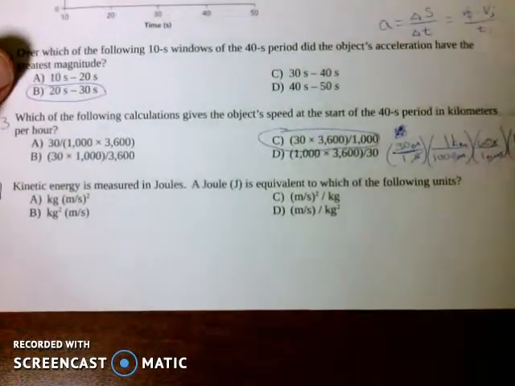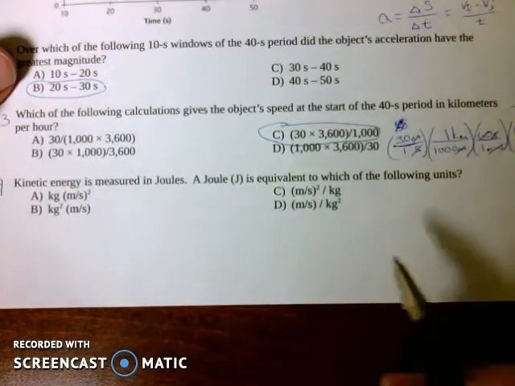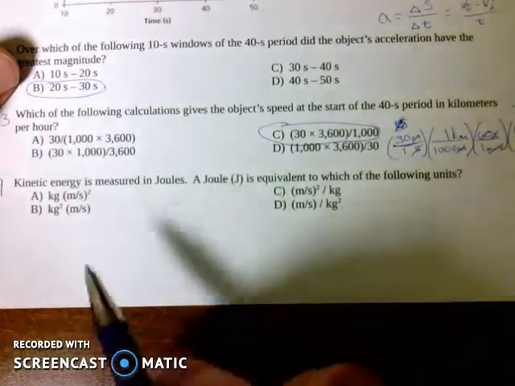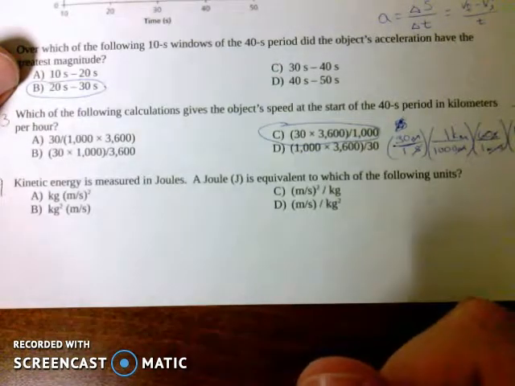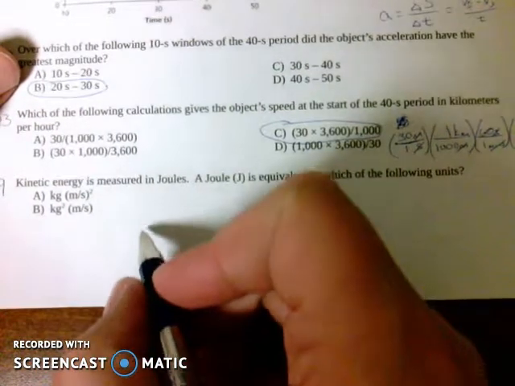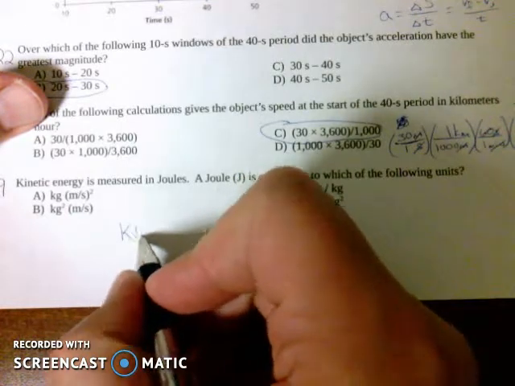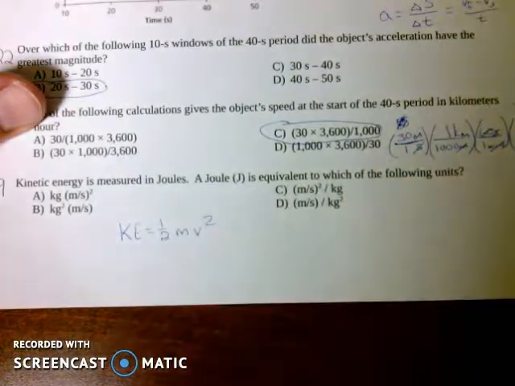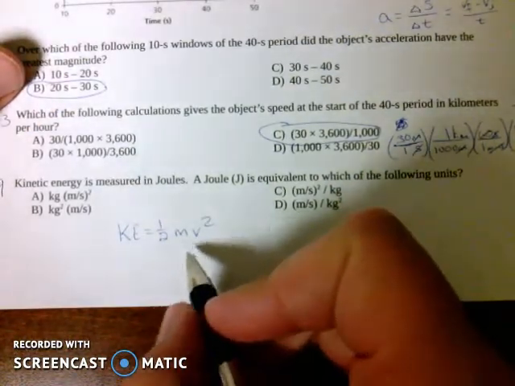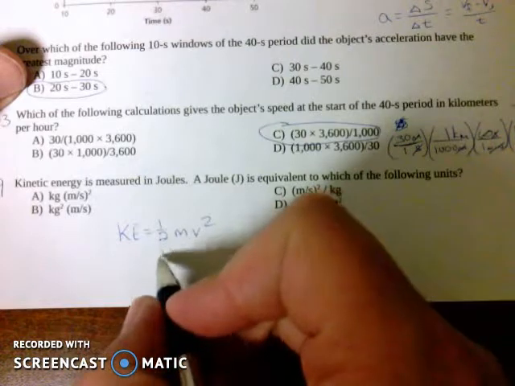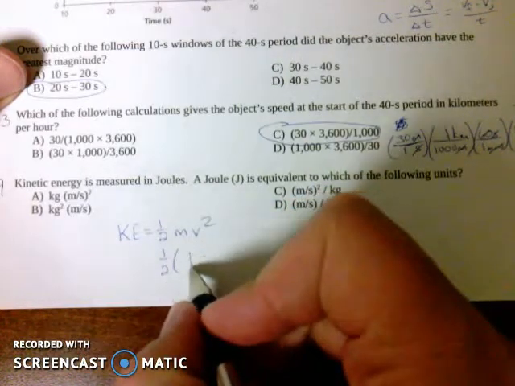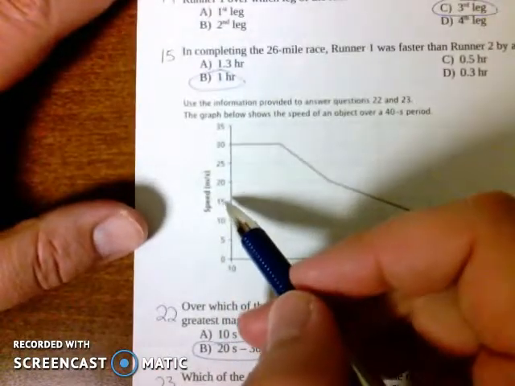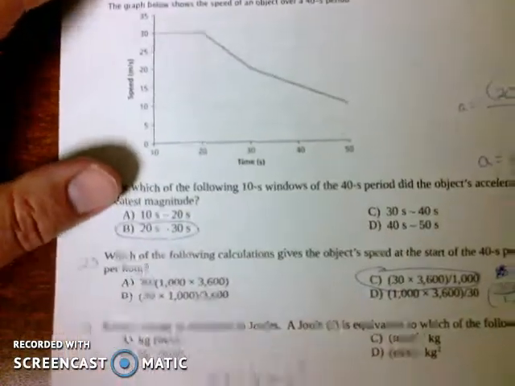The last problem: kinetic energy is measured in joules. A joule is equivalent to which of the following units? If you don't already know what a joule is, there's a way to figure that out from the kinetic energy. Hopefully you remember that kinetic energy is equal to 1/2 times the mass times the velocity squared. Mass in SI units is measured in kilograms, so we have 1/2 times some number of kilograms, times velocity, which is measured in, if you don't remember, look up here, meters per second.